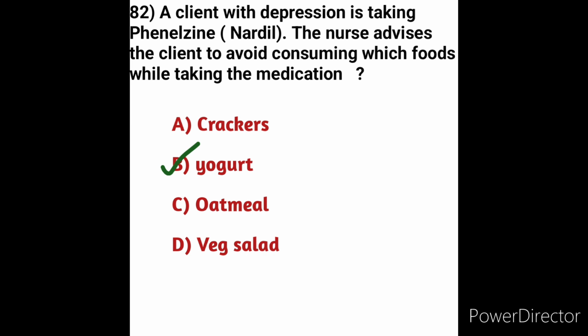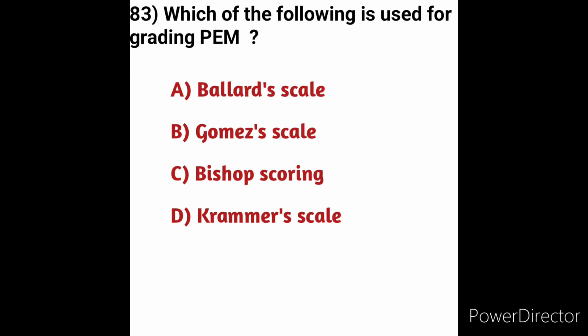Next we will move on to question number 83. Which of the following is used for grading PEM? PEM means protein energy malnutrition. Which of the following scales? We will see the options here. Option A, Ballard scale. Option B, Gomez scale. Option C, Bishop scoring. Option D, Kramer scale.